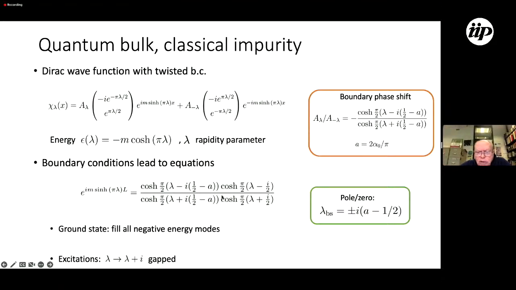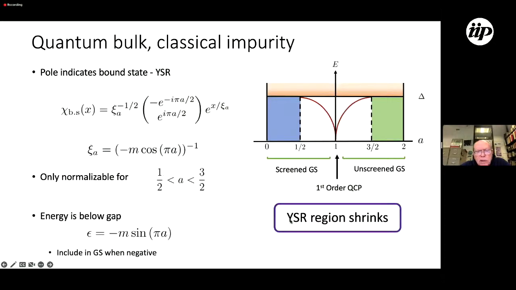And to find the ground state, we have to fill all negative energy modes. And then we can study excitations and find that they are gapped. Now, what we discover is that the S matrix has poles, namely there are lambda bound states where there are poles, and these poles are the bound states of the YSR theory, but they are now only in part of the phase diagram, between a half and 3 halves.